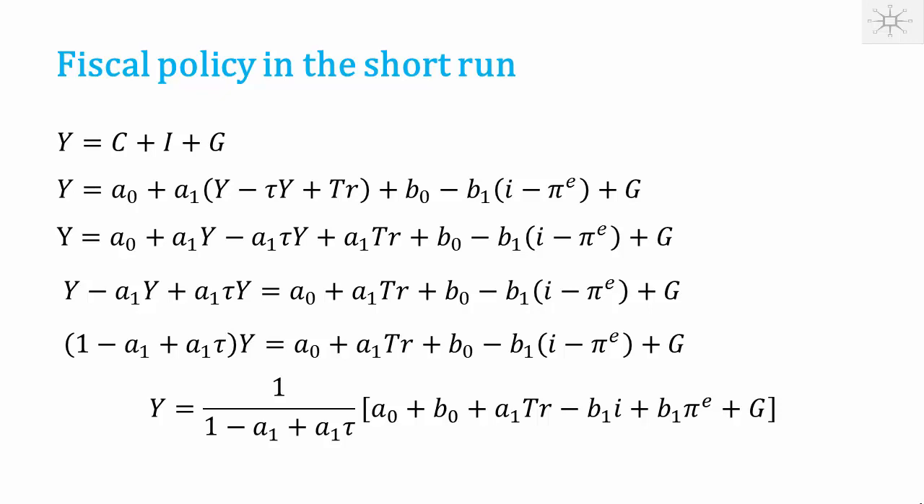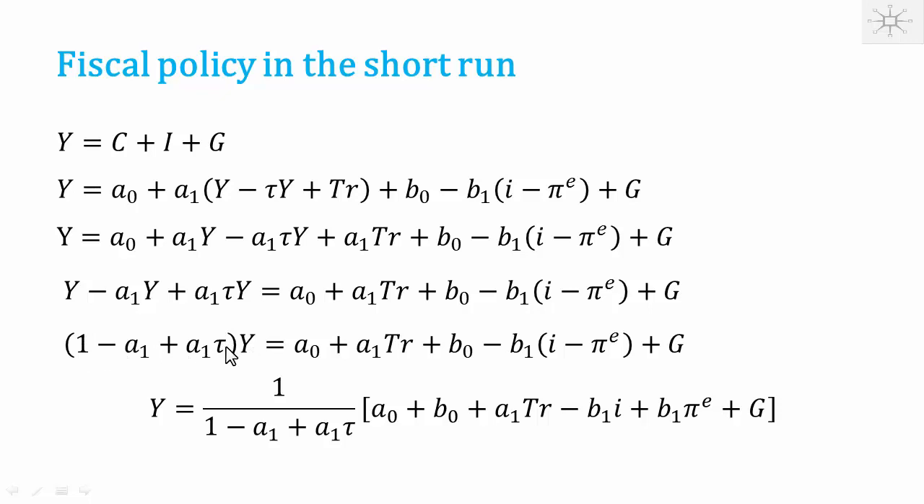That means that we first have to multiply the A1 and the B1 into the parentheses. And then after that, we, so to speak, move all the terms that involve income to the left-hand side. More precisely, mathematically, we subtract A1 times Y and we add A1 times tau times Y on both sides. And then we have all those terms involving income now on the left-hand side. And now we can just rewrite this as a parenthesis times Y.